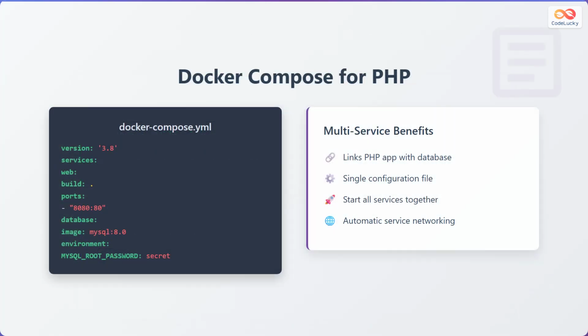Docker Compose is a tool for defining and running multi-container Docker applications. It uses a YAML file to configure the application services. Here's an example docker-compose.yaml file. The version specifies the version of the Docker Compose file format. The services section defines the services that make up the application. In this case, we have two services, web and database.